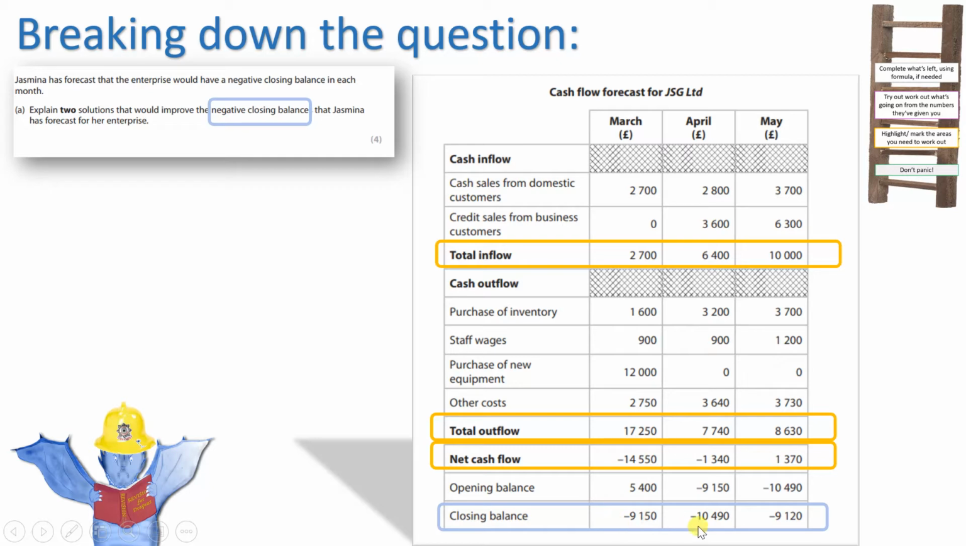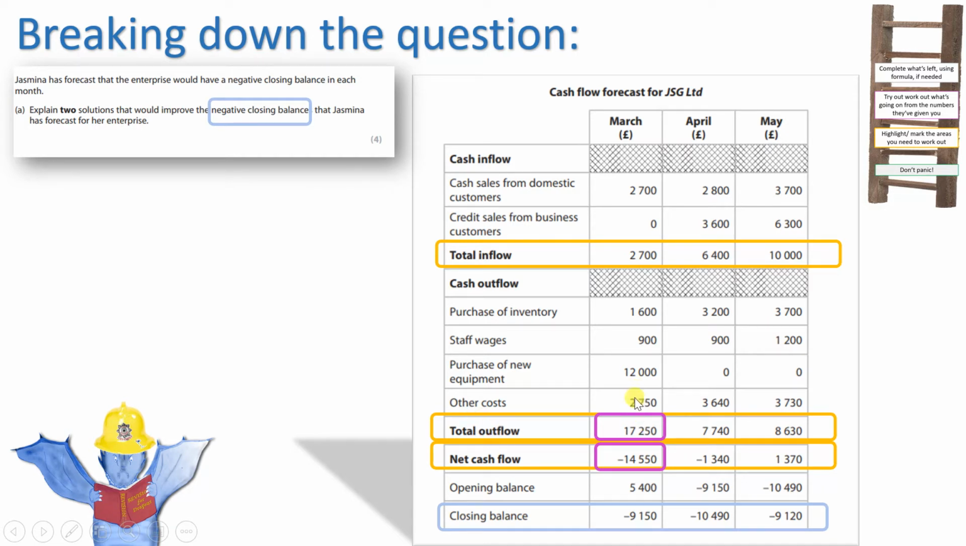As you can see, each month, March, April and May have a negative balance. So let's look upwards in columns. Let's look at March first and see the first negative balance, and that is in the net cash flow of 14,550. That's the first one. Clearly something's gone wrong for March. Let's go upwards. Let's look at net cash flow, and we can see that 17,250, that's quite big.